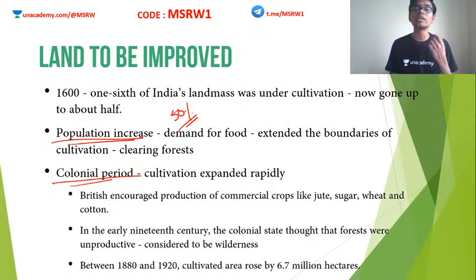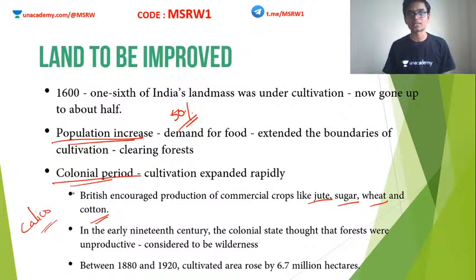But due to the demand for raw materials from Europe, the British, or the colonizers, started forcing these colonies to produce commercial goods. Commercial crops like jute, sugar, wheat, cotton. Cotton was one of the most important exports from India during that time. If you remember the Calico Act, I have explained this earlier. The Calico Act regarding export of cotton, etc.